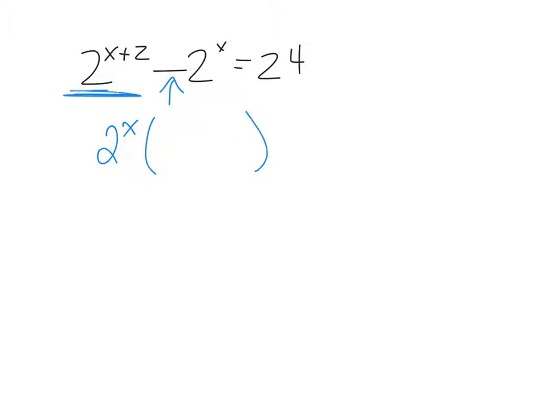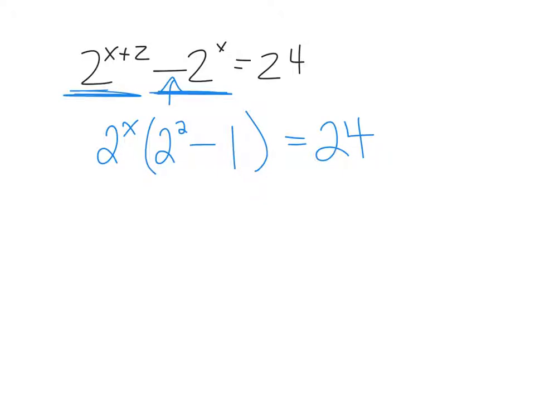So if I factor this one by 2 to the x, I know that leaves me with 2 to the 2. Because our exponent law, when we're multiplying, 2 to the x times 2 to the 2 makes it 2 to the x plus 2, because we add our exponents. Minus, and then when I divide 2 to the x by 2 to the x, I just get 1. Equals 24.